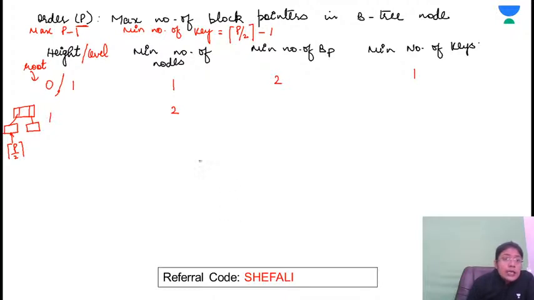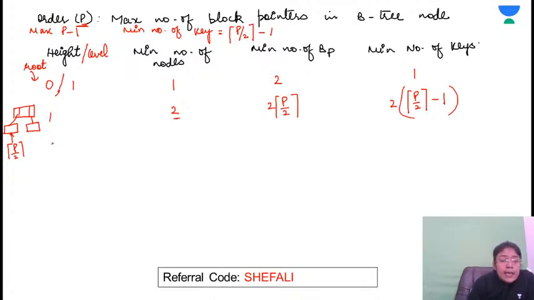Yes or no? Here I have taken order P, it's not 2 or 3. So one node will have P by 2 block pointers, but at the next height 2 nodes are there, so the block pointers will be 2 into P by 2. And what will be the minimum number of keys? In one node, the minimum number of keys is P by 2 minus 1. At this level, how many nodes are there? It's 2 nodes, so 2 into (P by 2 minus 1).